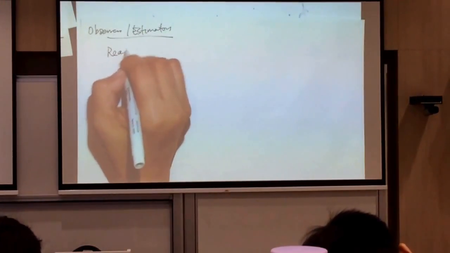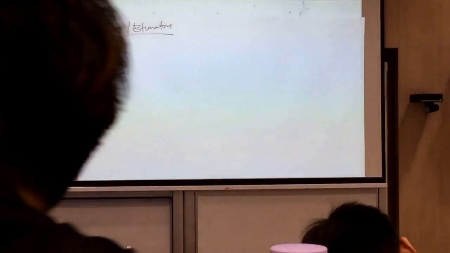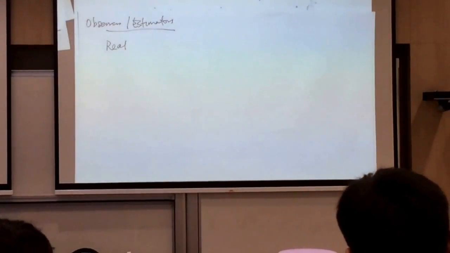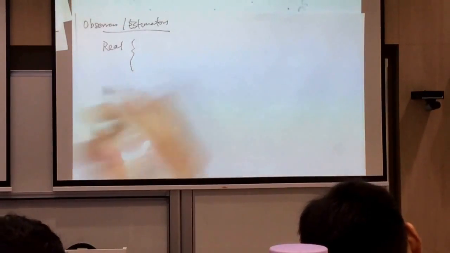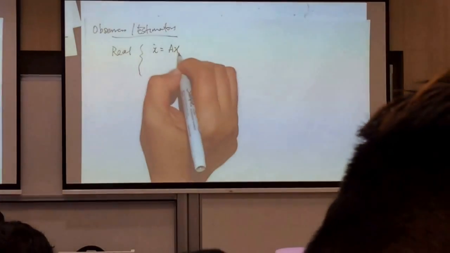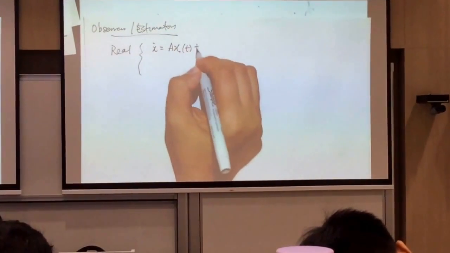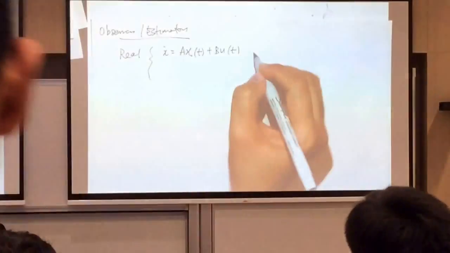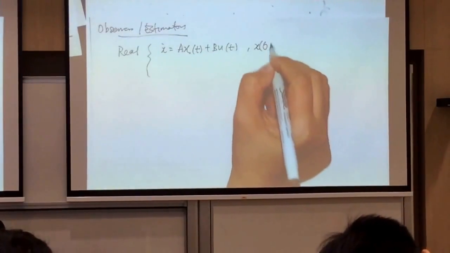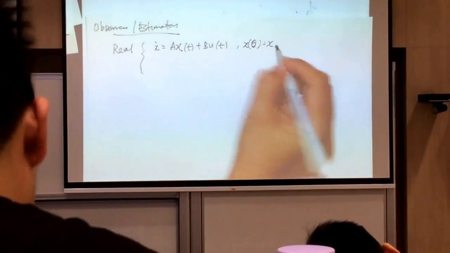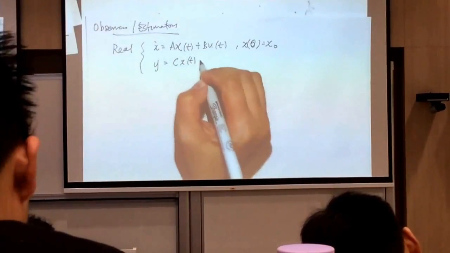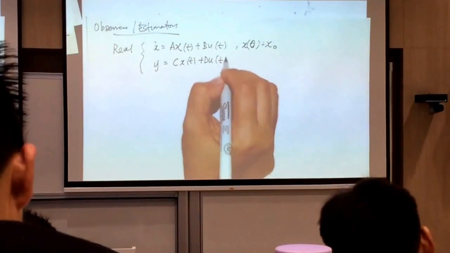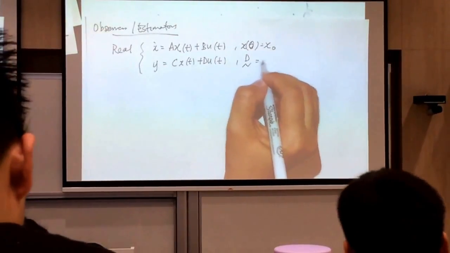The real process. You write down as I write down, to keep yourself focused that you are designing this now. The real process is x dot equals ax(t) plus bu(t), with initial condition x(0) equals x naught. Then y equals cx(t) plus du(t), and usually your d is 0.